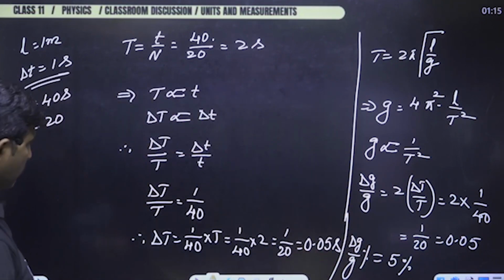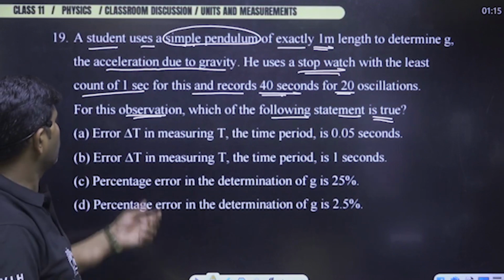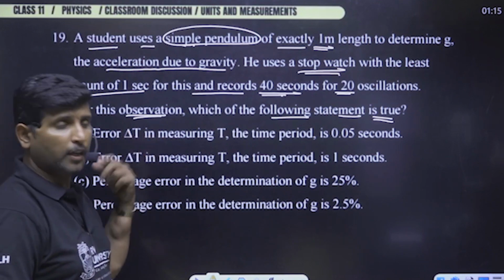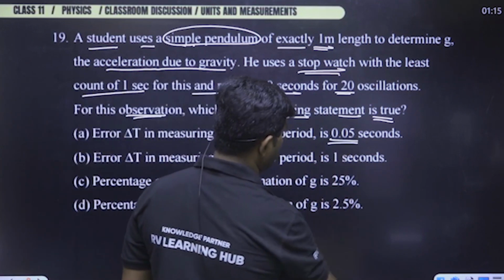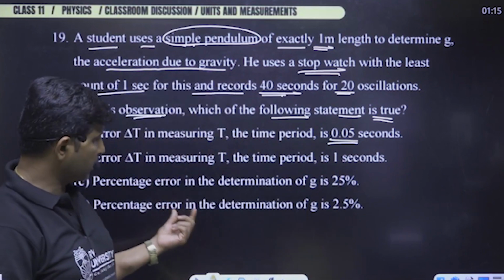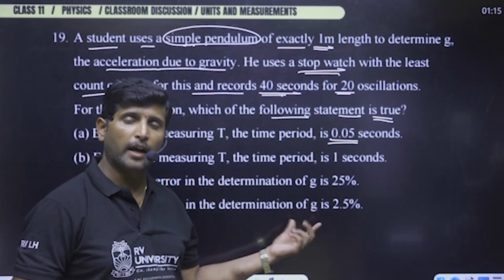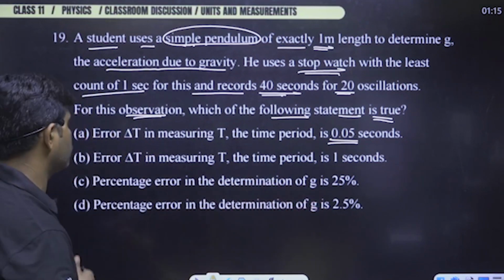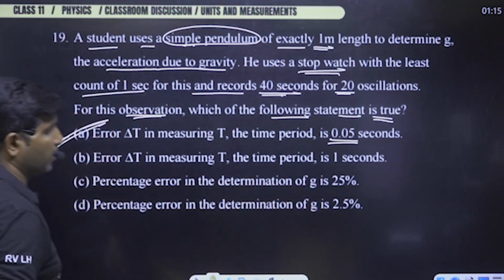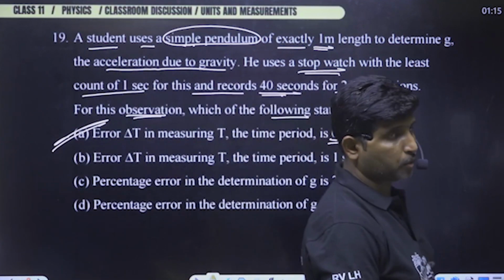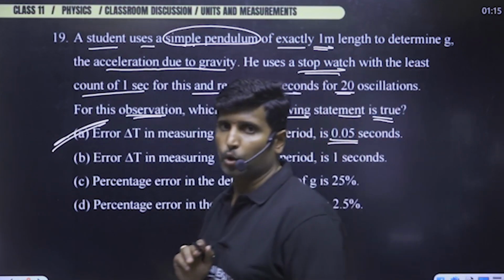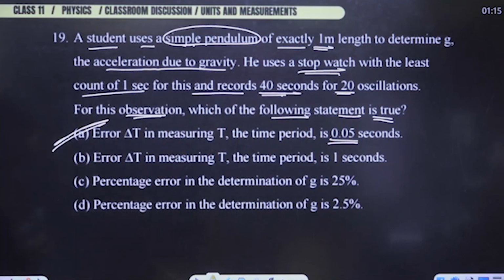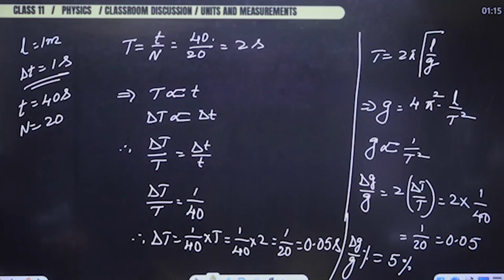Okay. So what is the option we can say, ma, here? Error in the measurement of time period is equal to 0.05 seconds, and percentage error in the determination of G is actually 5%, but there is no such option. Hence we can go with option A as the right answer, ma. Option A is the right answer. Is it clear? I hope you are understanding and following each and every point, ma. So similarly, let us see the next question.